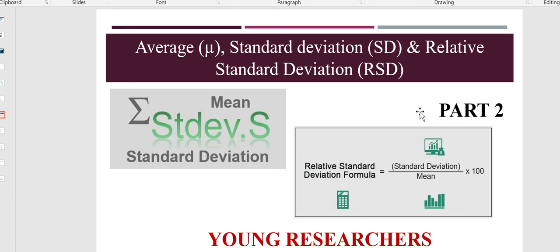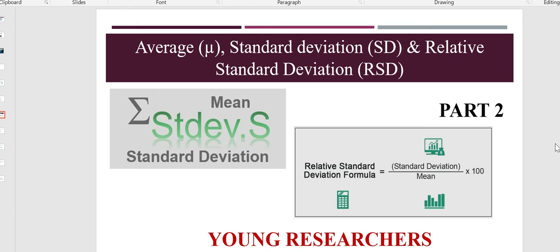Hi guys, in the previous video of this playlist we discussed what statistical analysis is, and we also discussed its different types, for example descriptive analysis, inferential analysis, and correlation and regression analysis. In today's video we will discuss some important terms of statistical analysis, that is average, standard deviation (SD), and relative standard deviation (RSD). We will discuss these terms with examples, and also discuss their formulas.